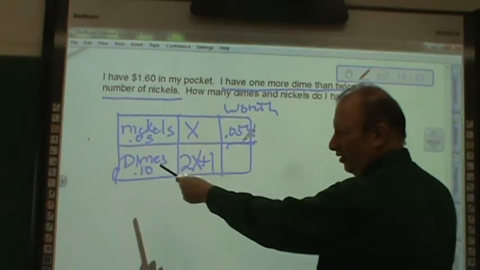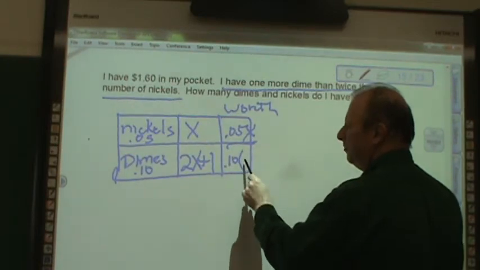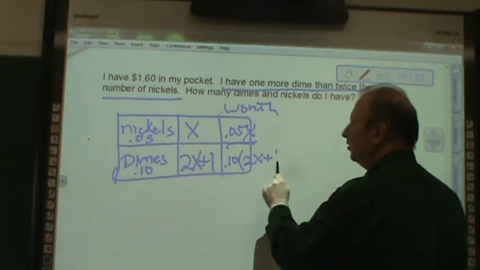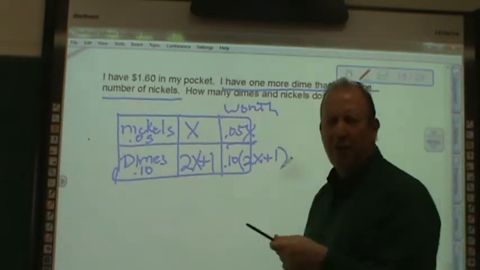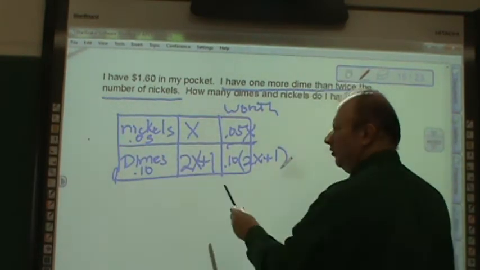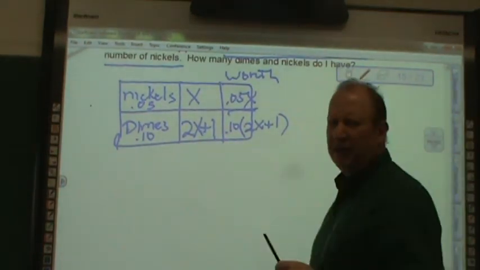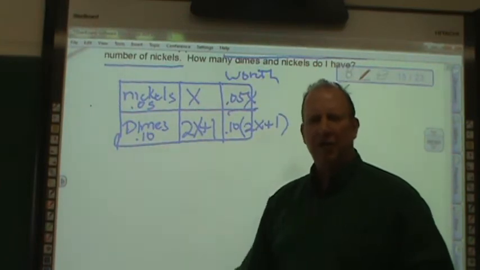If I have dimes, 0.10 times 2X plus 1. If I have 3 dimes, 4 dimes, 5 dimes, I can always multiply to find out how much it's worth. Well, let's look at what I have now. So now I set up my key. Okay, that is my 4th step.